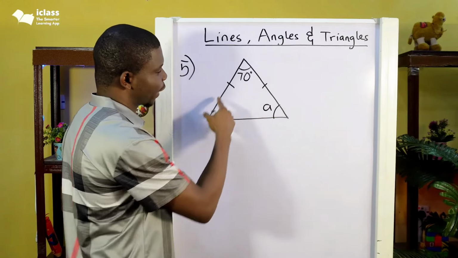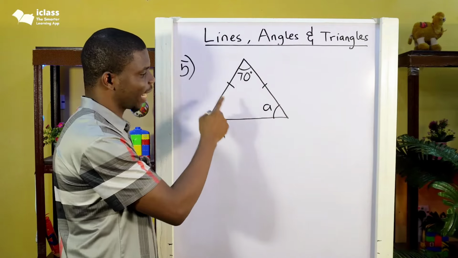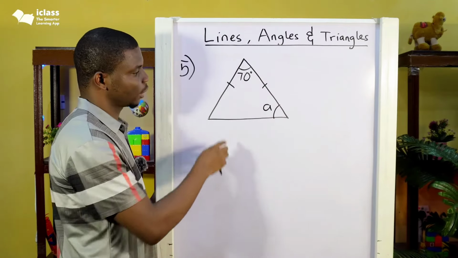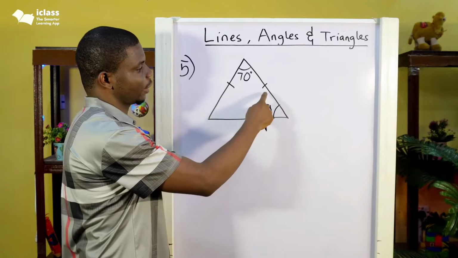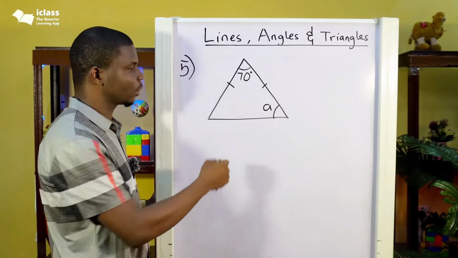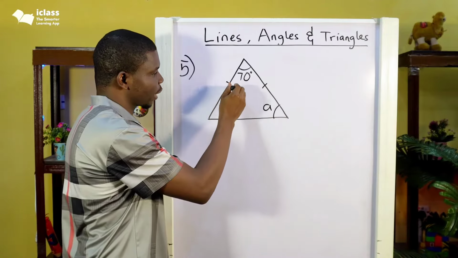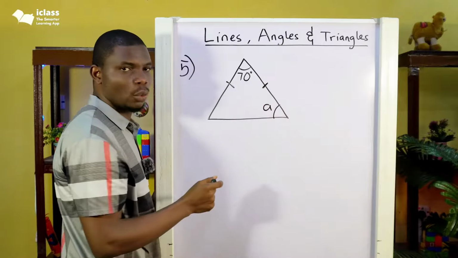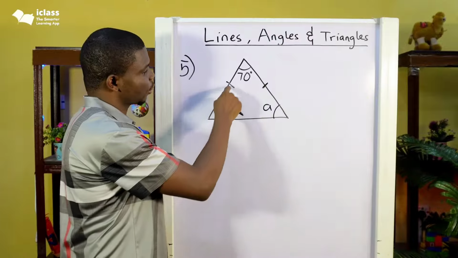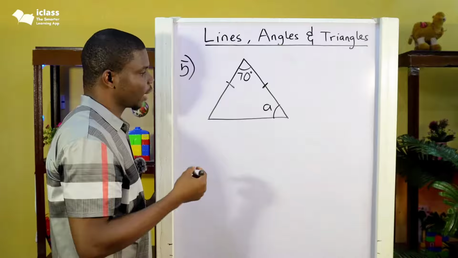What kind of triangle is this? This is an isosceles triangle. The reason is this line and this line are equal. You indicate that 2 lines are equal by equal markings on them, right? So this and this are equal.